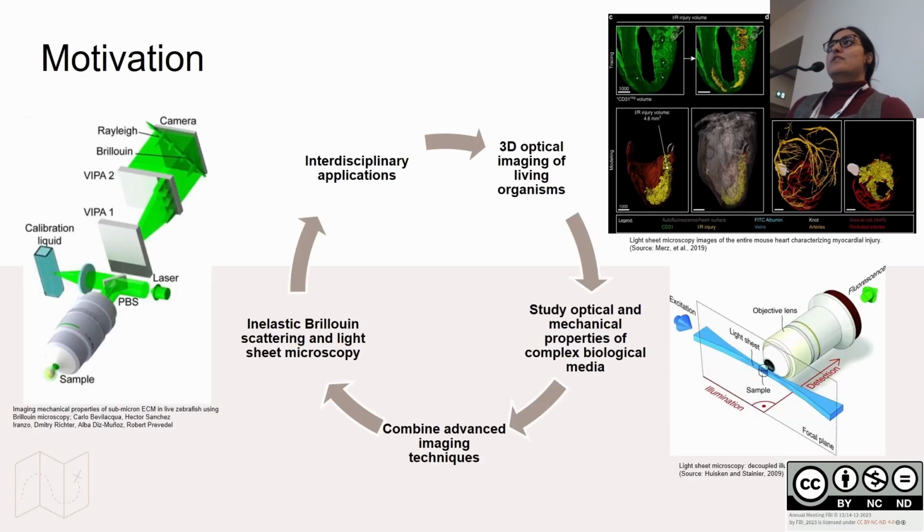So what is the motivation behind this project? We already have lots of ways of 3D imaging live tissue and living organisms, but the idea is to study the optical and mechanical properties of this complex biological media, and also to combine two advanced techniques, fluorescence microscopy and Brillouin microscopy, as well as trying to do something interdisciplinary, because my PhD project is a collaboration with Restor as well as ONERA, which is the Aerospace Lab France.